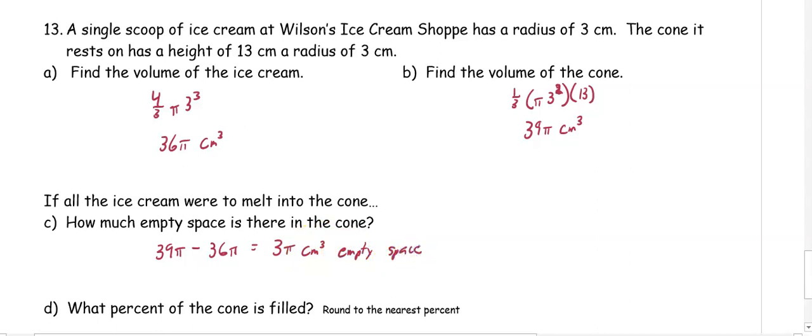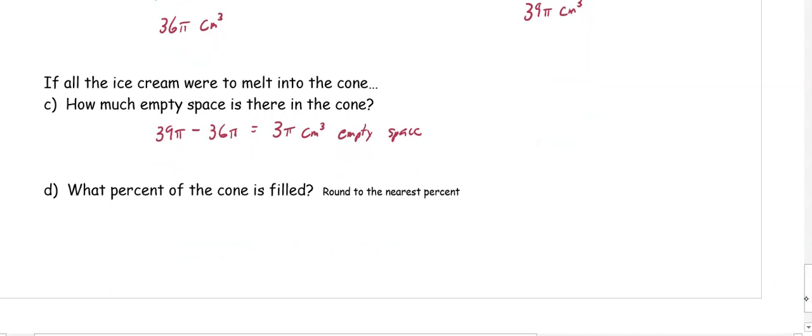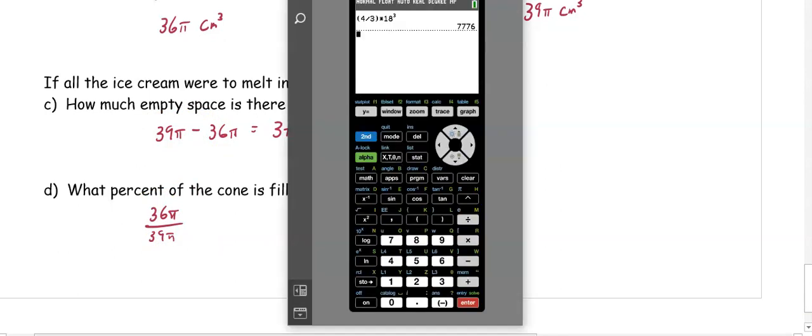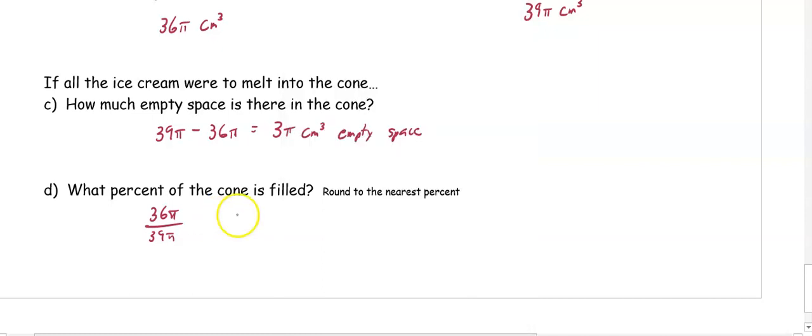So what percentage of the cone is filled? Well, if 36 pi is the ice cream out of 39 pi, we can divide. So 36 pi, we're going to put that in parentheses, divided by parentheses 39 pi times 100, and we would get 92%.